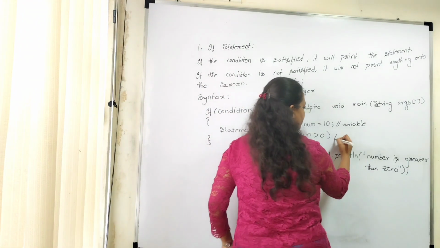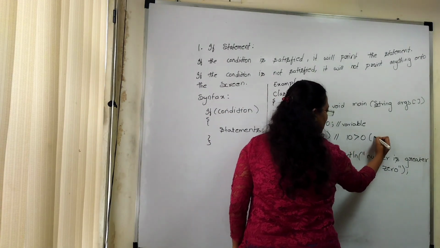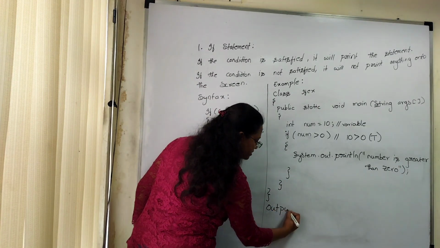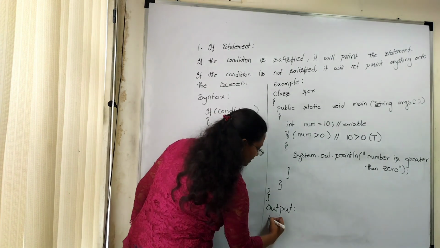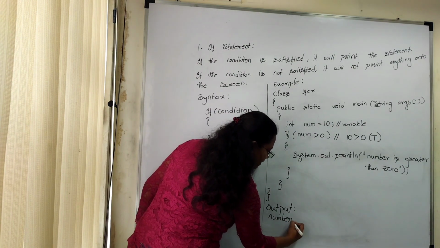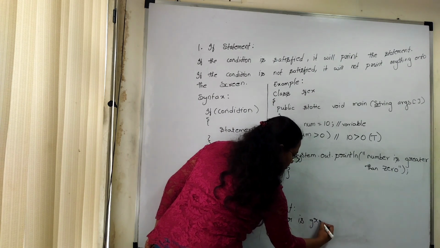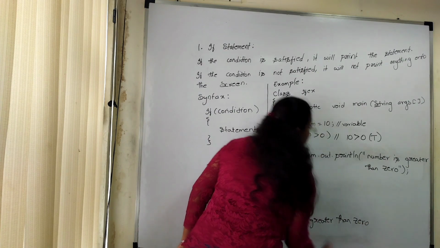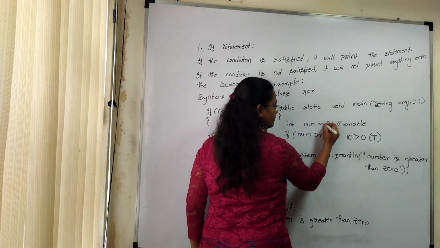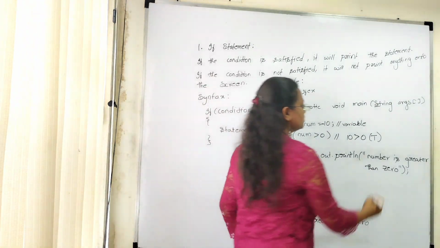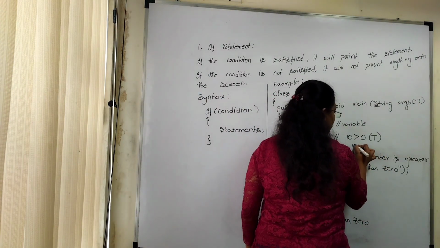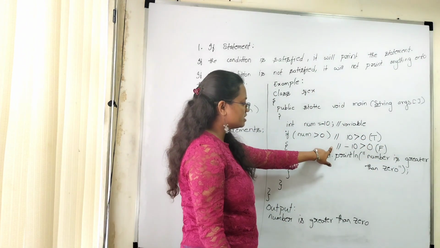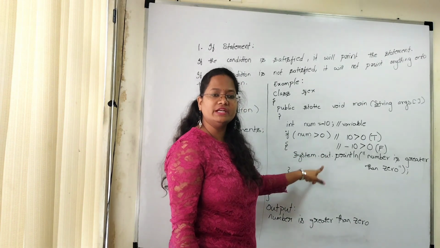Now here you need to check: 10 greater than 0, the condition is satisfied. So what output is it going to print? It is going to print the output "Number is greater than 0". Suppose, instead of plus 10, you are giving minus 10. Minus 10 is greater than 0, the condition is false. If this condition is false, it is not going to print anything onto the screen.